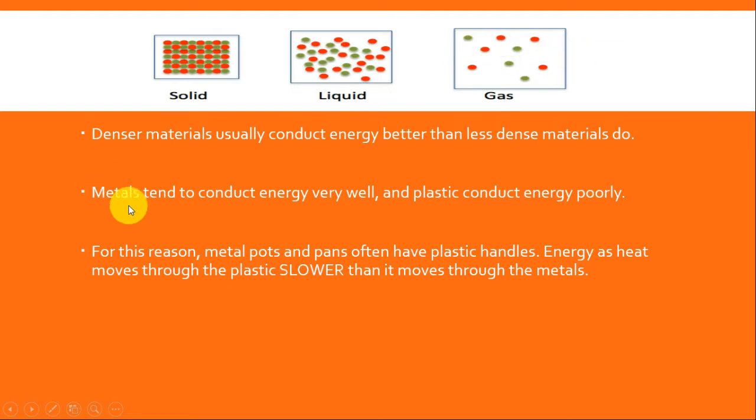Okay? Metals tend to conduct energy very well. We know this. Metals are good conductors. Plastic conducts energy poorly because plastic is an insulator. For this reason, metal pots and pans often have plastic handles so we can hold them easily. Energy as heat moves through the plastic slower than it moves through the metals because plastic is an insulator, metal is a conductor. Is it clear now?